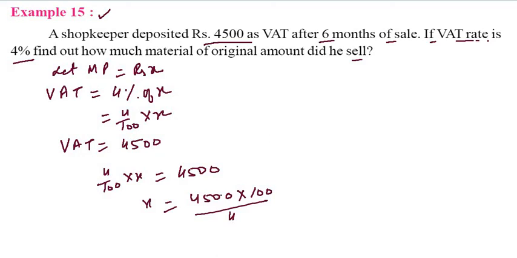So let us do the multiplication. 4 ones are 4, 4 twos are 8, and 4 twenty-fives, 4 twenty-fives are 100. So X is equal to 4500 into 25. Now you can multiply. We get 11250.